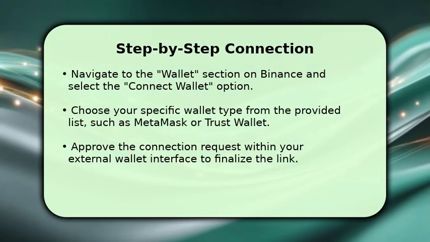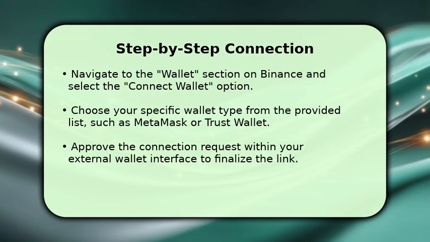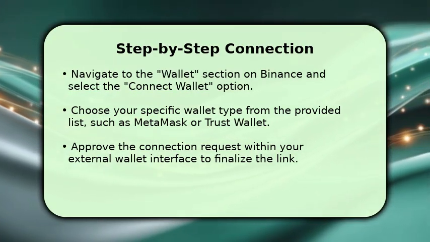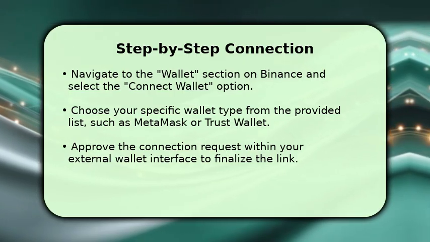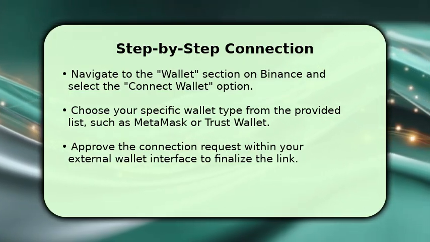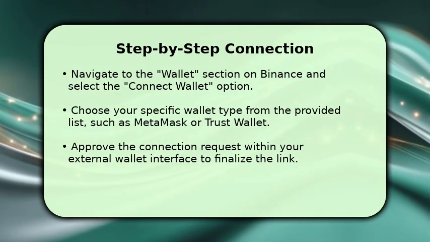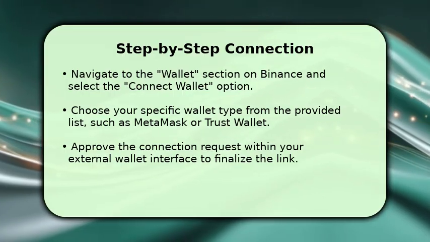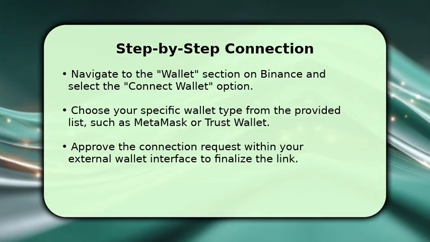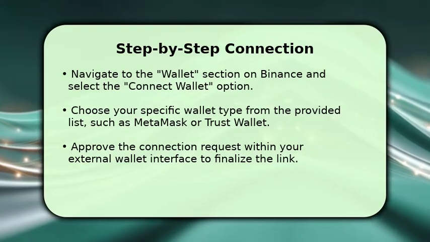Now, let's walk through the actual connection process. Begin by logging into your Binance account and navigating to the Wallet section, typically found in the top right corner. From there, look for and select the Connect Wallet option. You will then be presented with a list of supported wallets. Choose yours, for example, MetaMask.